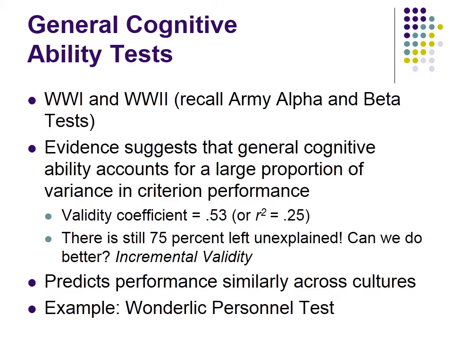That means that cognitive ability does explain about a quarter of all performance, but that also means that 75% of performance is not being explained by cognitive ability. So we definitely can do better.